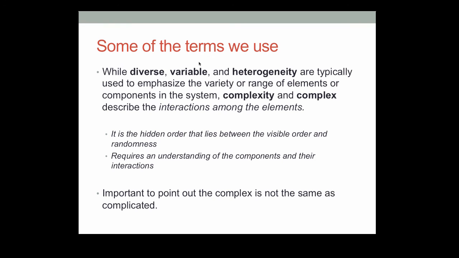I'd also add here that it's really important to point out that complex is not necessarily the same as being complicated. In a complex system, complexity is really going to describe those surprising or emergent phenomena that arise due to those interactions among the parts of the system. All right, and so complexity can really be thought of as that hidden order that lies between the visible order and randomness, or we could think of that as the amount of information that we need to fully describe or recreate the system.